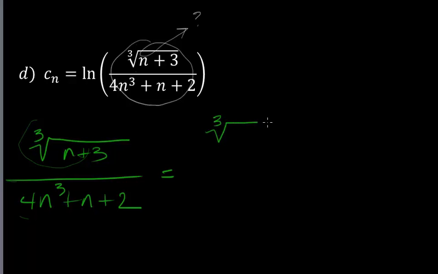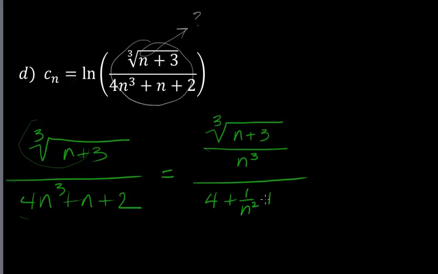The cube root of n plus 3 divided by n cubed over, and now dividing each term by n cubed, 4 plus 1 over n squared plus 2 over n cubed. Now look at this. N cubed, I want to bring it up under the cube root. So I'm going to think of n cubed as the cube root of n to the 9th.